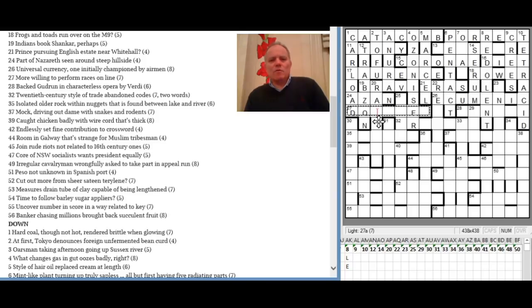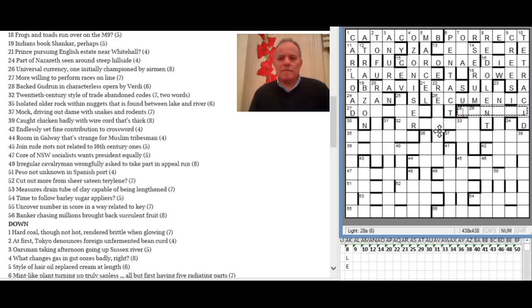Line is L, and "on" normally means going after, so it could be "dole" something. No, I don't really know. 28, backed Gudrun in characterless opera by Verdi. This is where I should know my operas better. Ernani, that might be by Verdi.